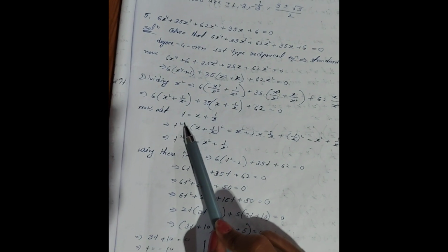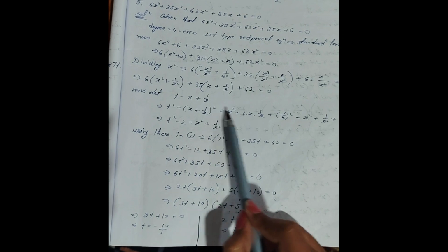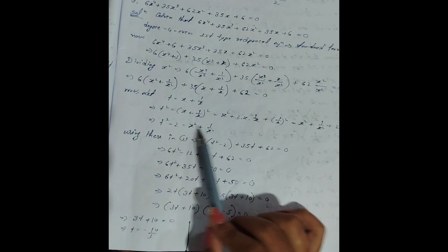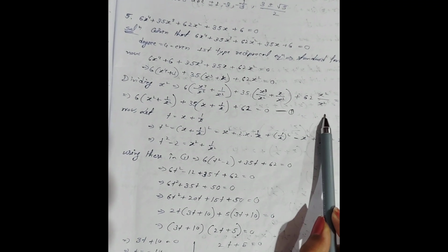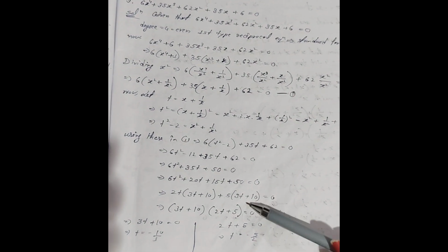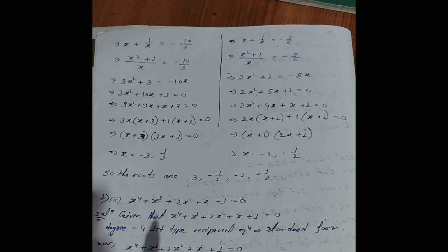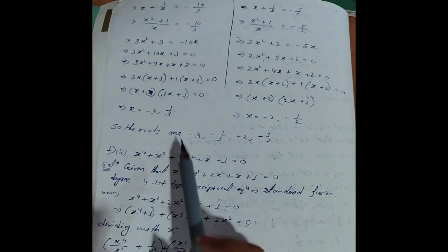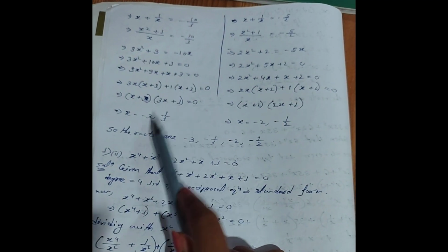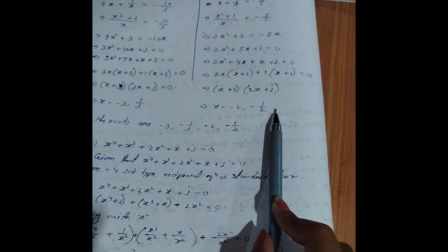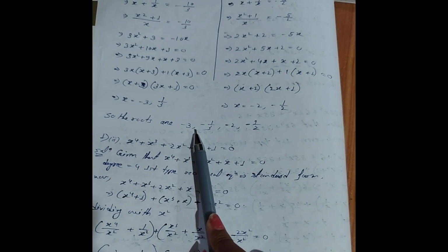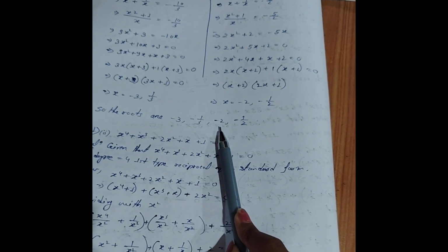Now let t is equal to x plus 1 by x, so squaring this we'll get this. Using this in number 1, we'll get this equation. After simplifying this, we'll get the value of x: minus 3, minus 1 by 3, minus 2, minus half. So the roots are minus 3, minus 1 by 3, minus 2, minus half.